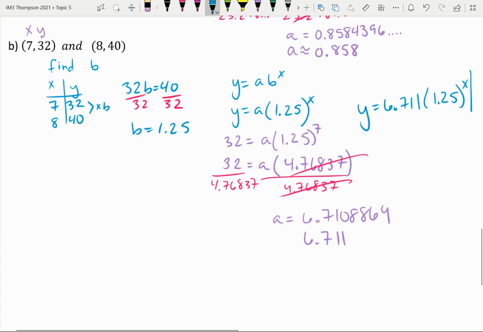And all I'm doing here is writing an equation. I'm not evaluating anything. So I get A times b to the power of x.